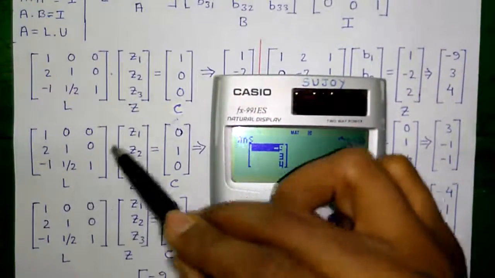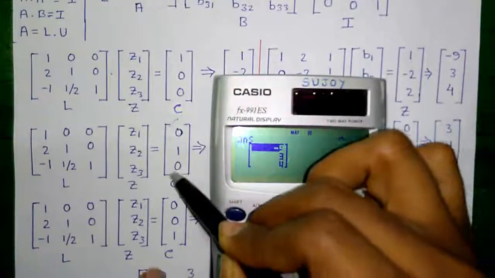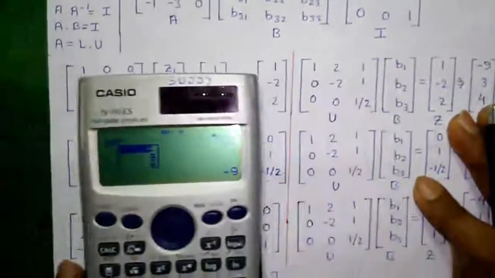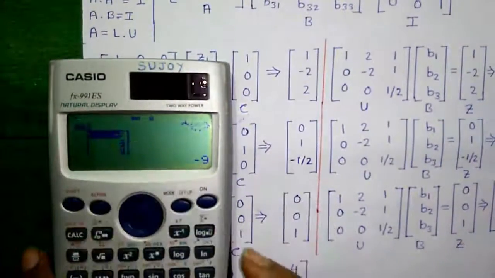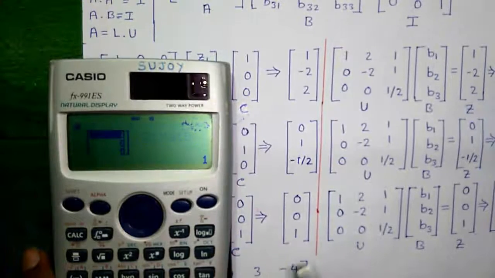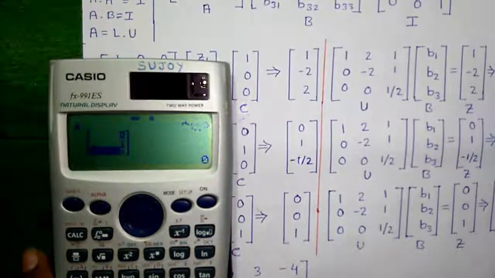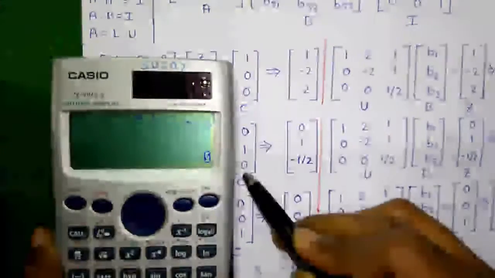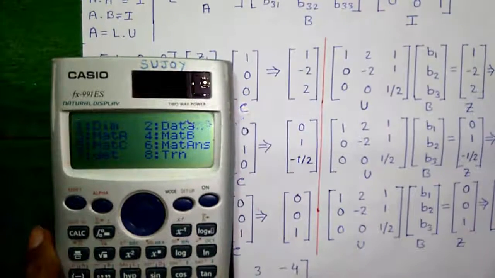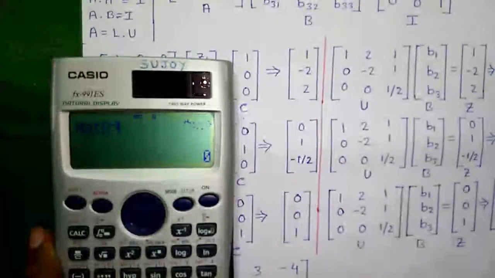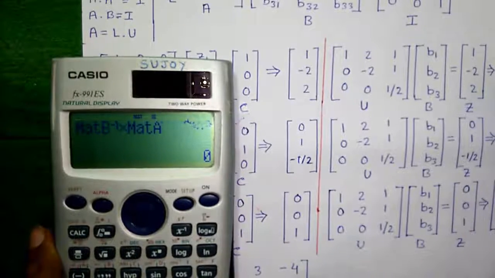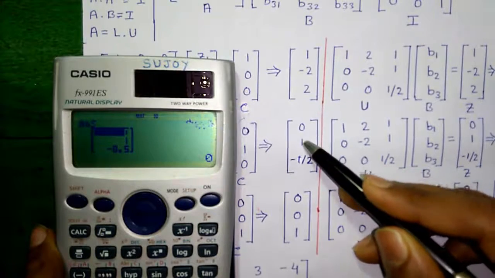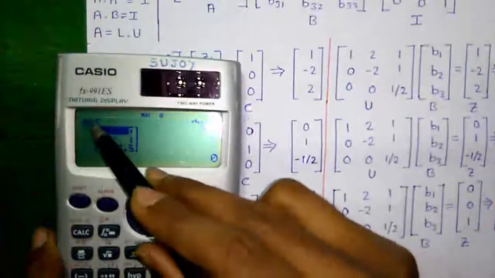Next we will do L into Z equals C. This time C will be the second column of I, that is 0 1 0. I will enter C as matrix A again, shift 4, 2 for data, 1 for matrix A, 0 1 0. I will do L inverse into C, that is shift 4, B inverse into shift 4 matrix A, press equals to, that is equal to matrix Z, or 0, 1, minus half, stored as matrix answer.